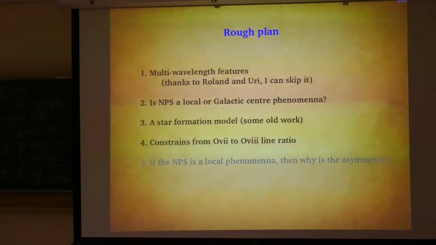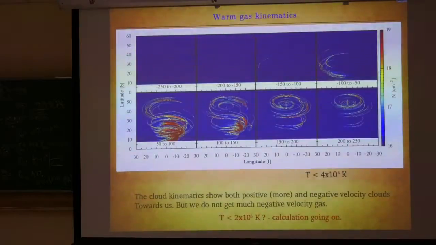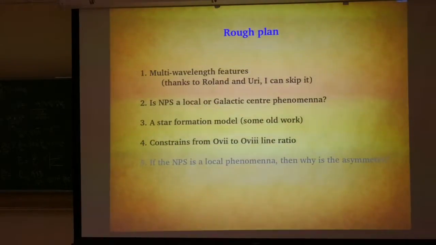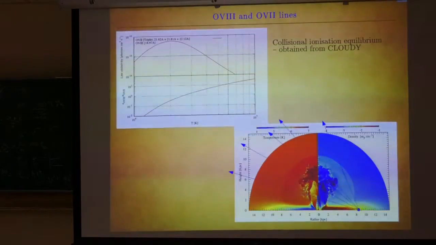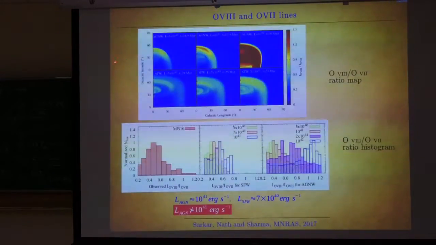Okay, so not only such high energy modeling, we can also get some constraints from the oxygen 8 to oxygen 7 line ratio, and we did that. We ran some simulations with varying star formation rate and also varying AGN wind activity strength. The top panel shows the map for the AGN driven case, and the bottom panel shows the star formation driven case. In almost all cases, as I increase the energy from left to right, the intensity ratio actually increases.